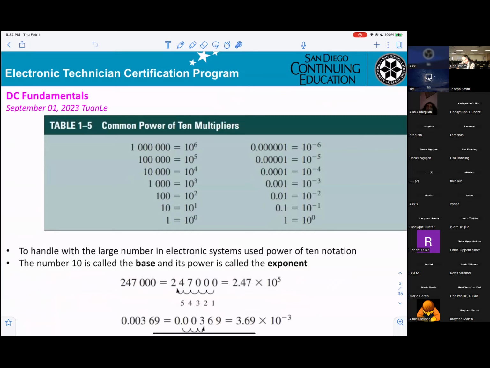Now, next one: common power of 10 multiplier. Professor, why is the effective voltage the peak times 0.707? That is the formula. Okay, we don't make it up. The thing is, normally they're talking about the RMS. They're not talking about the peak to peak.